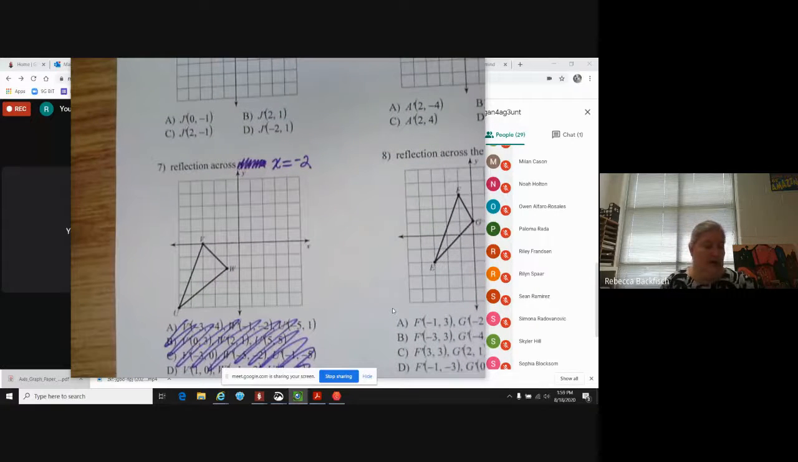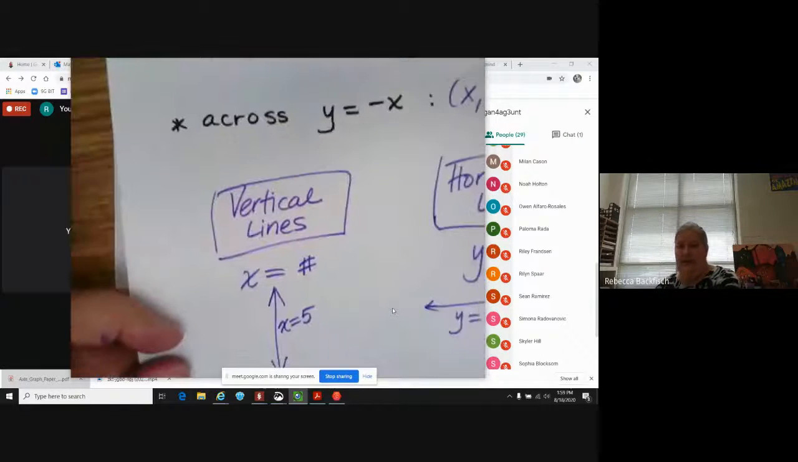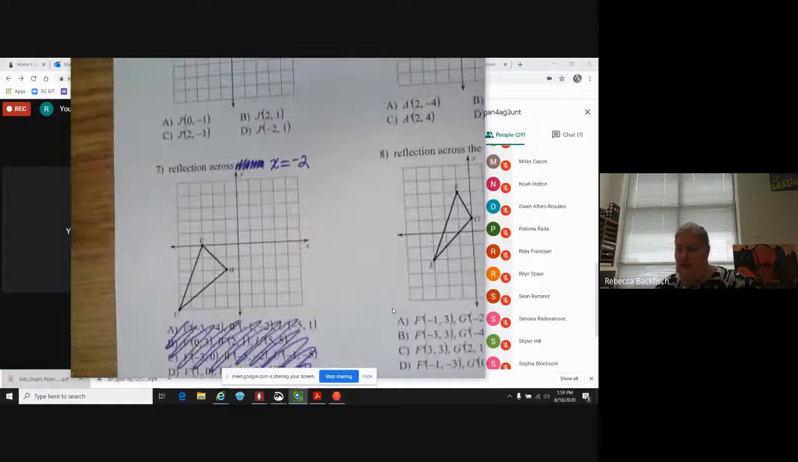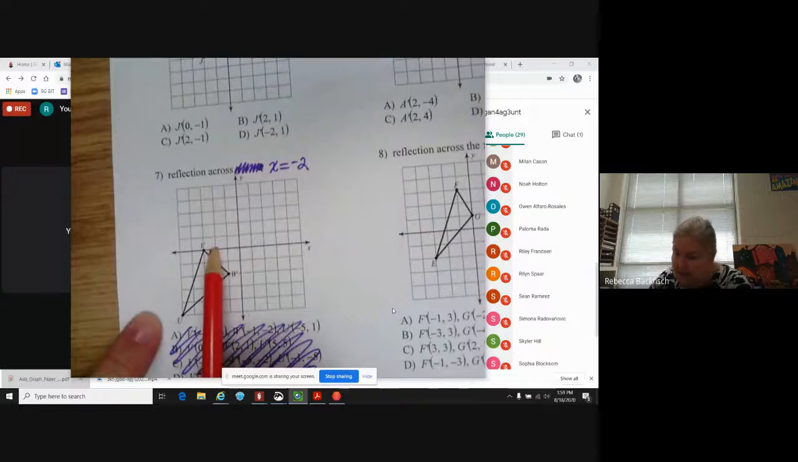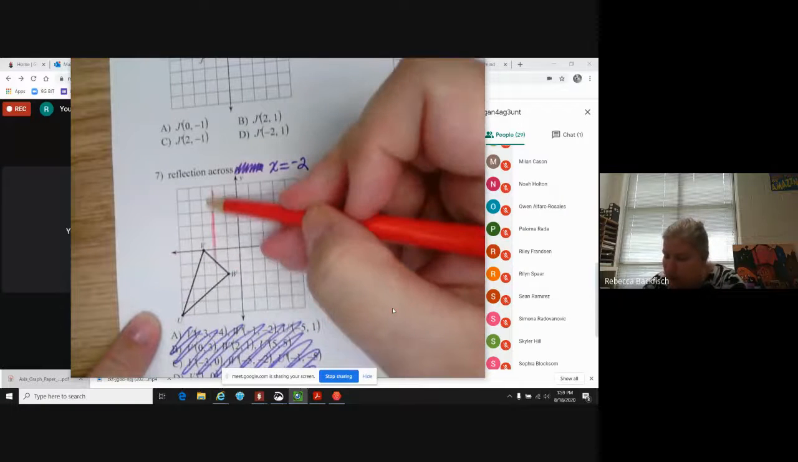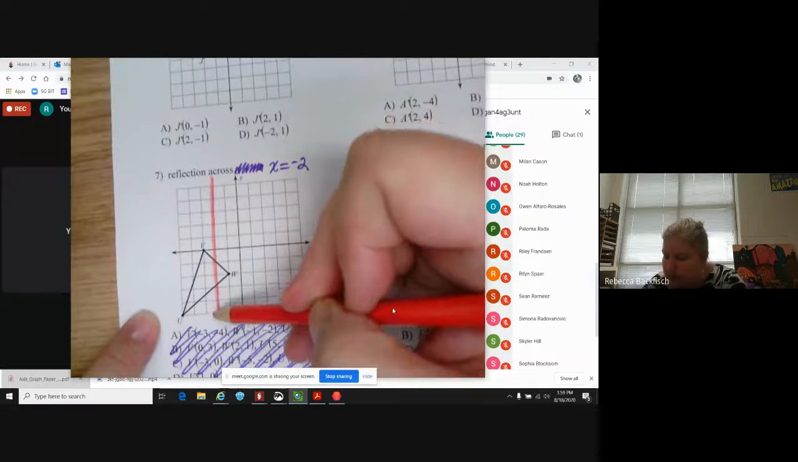Remember, vertical lines are the x equals lines. And I'm going to show you guys that sheet where I wrote those things again for you to make sure you can see it. But vertical lines go up and down, and it's x equals some number. So in this case, x equals -2. I go to -2 on the x-axis, and I go up and down from there and draw my line. This is where that line is.